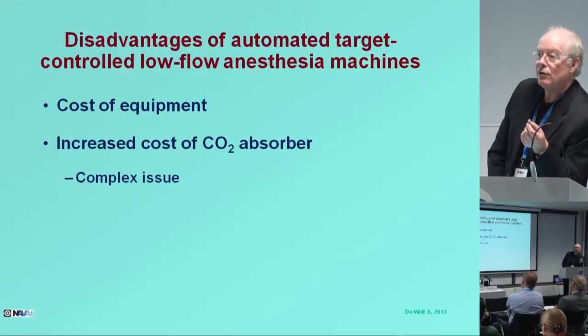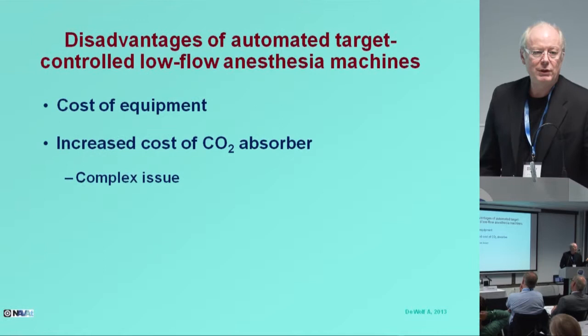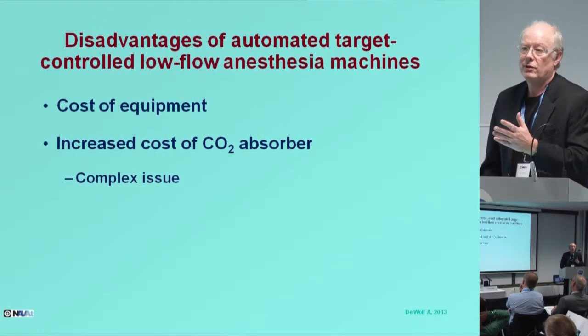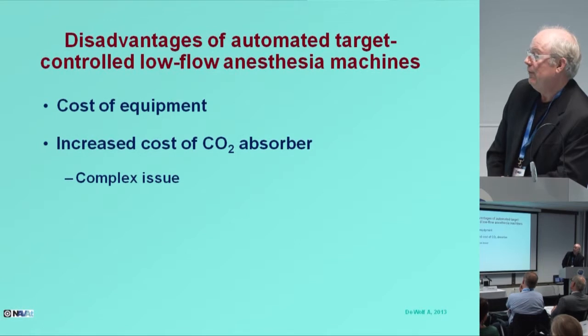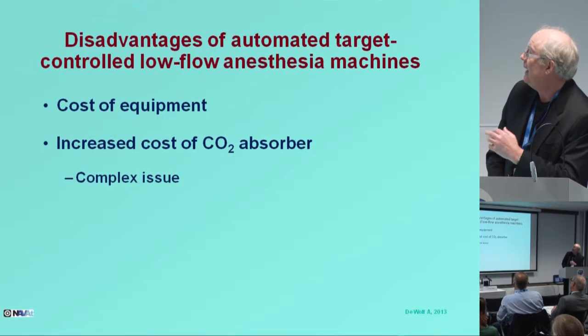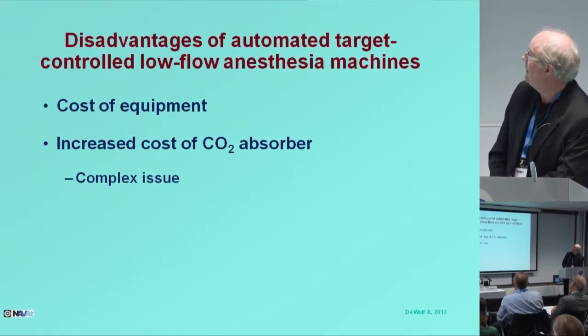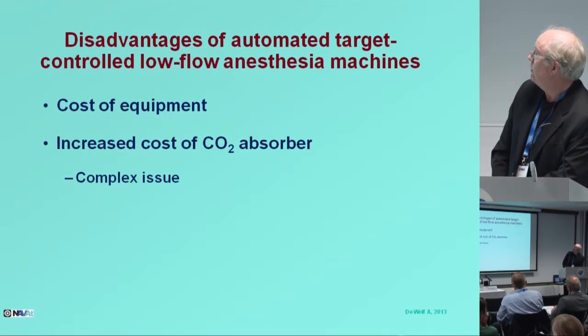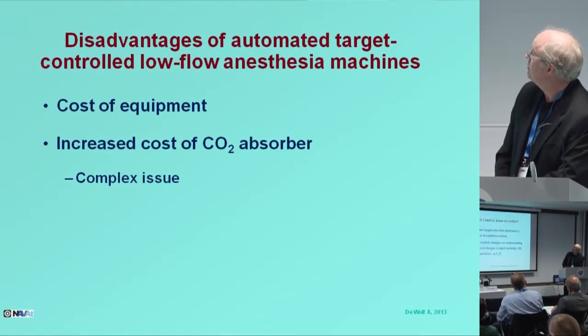The disadvantage of automated target controlled low flow anesthesia machines is that there is a cost associated with the equipment. So if the machine that you previously had is still working well, there is additional cost by replacing the equipment. If your previous equipment has reached its expected life, then you can simply replace it with this machine, and then there is not really an additional cost. But using lower flow increases the cost of the CO2 absorber, and that's a very complex issue that Jan is going to talk about later this afternoon.